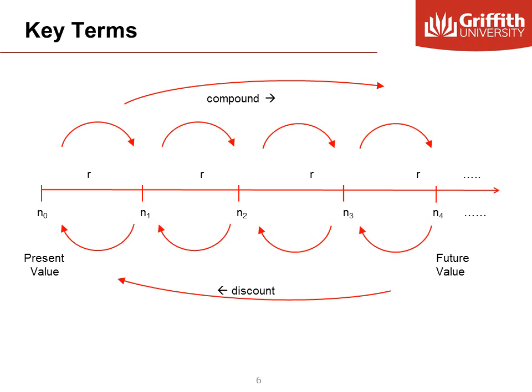This is a graphical representation of the present value and the future value concepts. So when we talk about compounding, we take today's money into the future. We calculate future values. We're compounding. And when we talk about discounting, we bring the future money into today's values. We calculate present values.